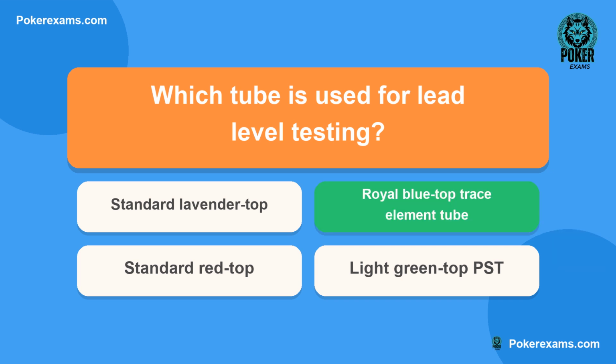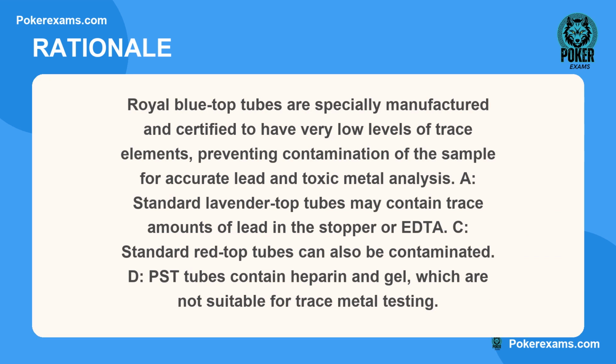The correct answer is B. Here is why. Royal blue top tubes are specially manufactured and certified to have very low levels of trace elements, preventing contamination of the sample for accurate lead and toxic metal analysis.